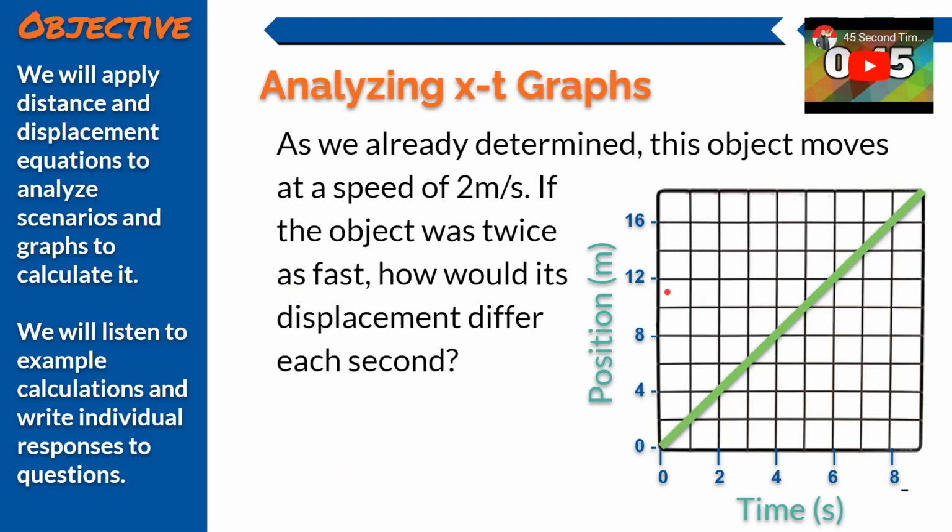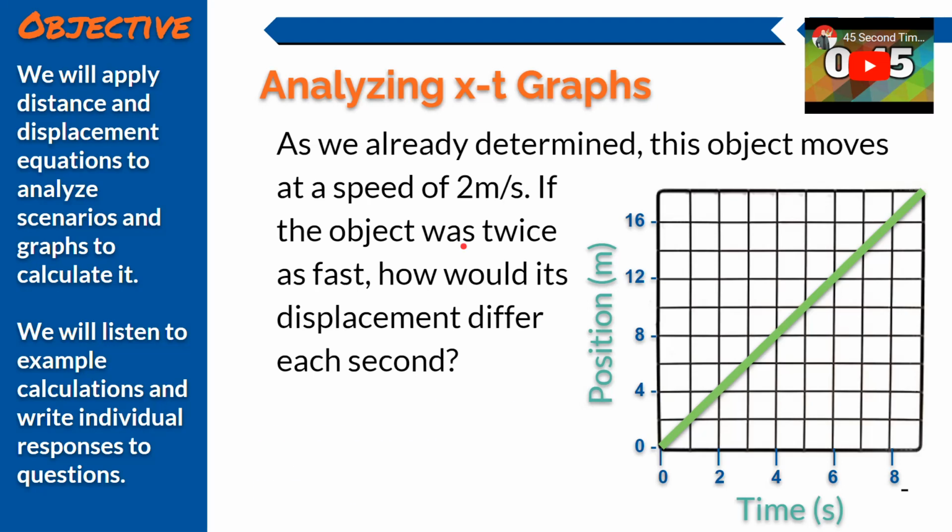Okay, as we already determined, this object moves at a speed of 2 meters per second. If the object was twice as fast, how would its displacement differ each second? If you go 2 times as fast, what's going to happen to your position each second of motion? Okay, what do you think, Joshua? You are going to go faster, but each second, how would your distance traveled compare? It'd be doubled, yeah. If you're going twice as fast, then instead of traveling 2 meters in a second, you'd travel 4 meters in a second.